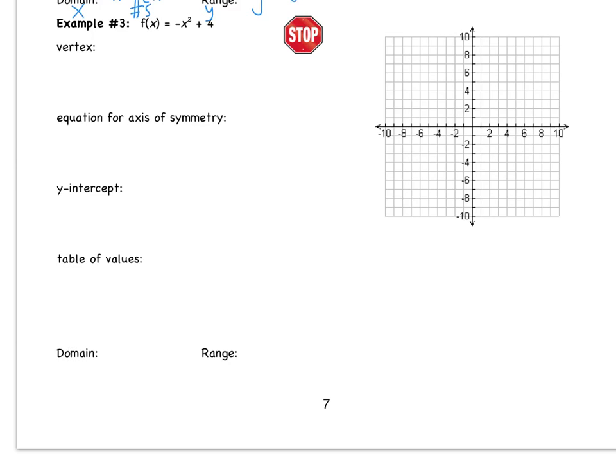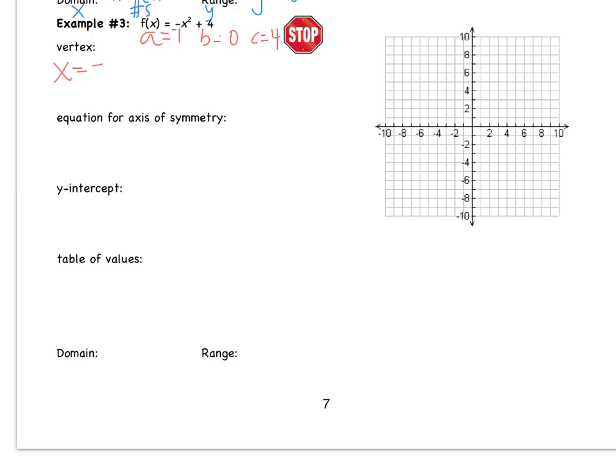First thing that you should have done is found the vertex. In this case, your a is negative 1. It's what's in front of the x squared. Your b is 0 and your c is 4. So hopefully you knew that b was 0. B is 0 because there's no x term.